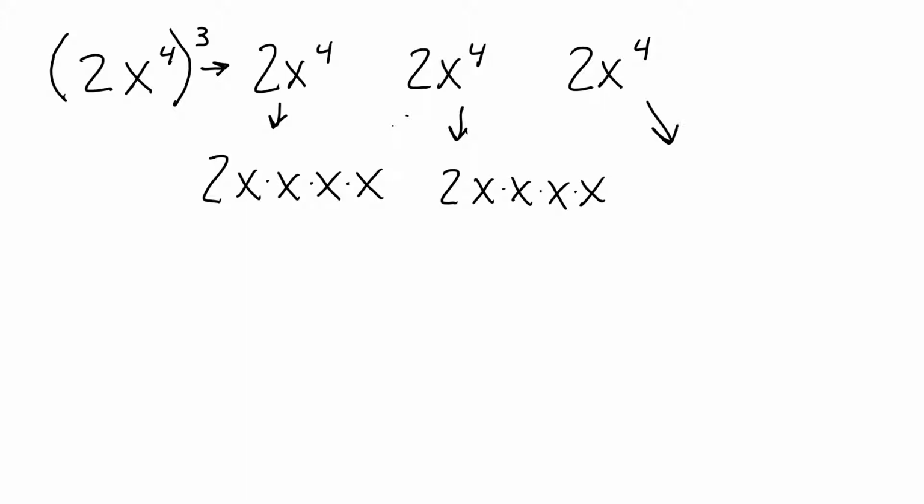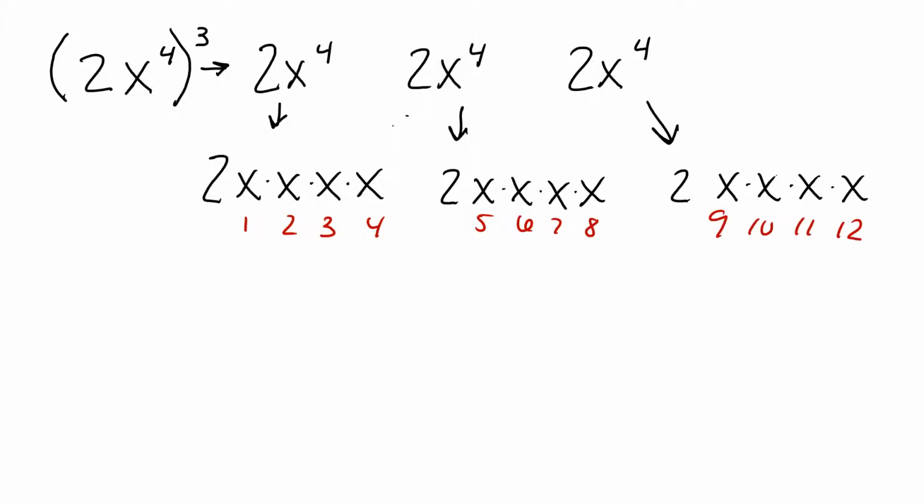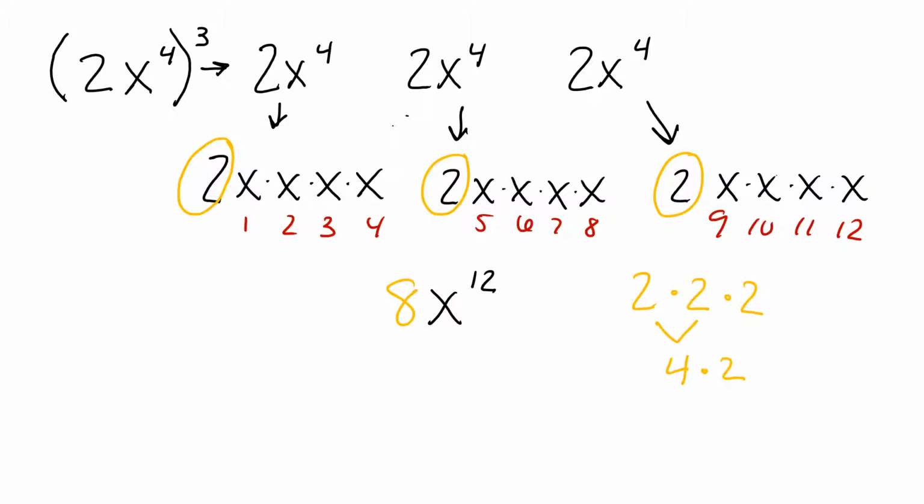The exponent only goes with the base number. Notice I'm not writing 2 4 times in each category. Count up my x's, my base numbers. Keeping that base number x the same, we get x to the 12th. And for 2's, I have 2 times 2, which is 4. 4 times 2, which is 8. 2 times 2 times 2. 8x to the 12th.